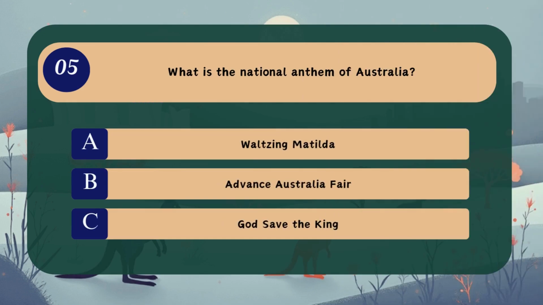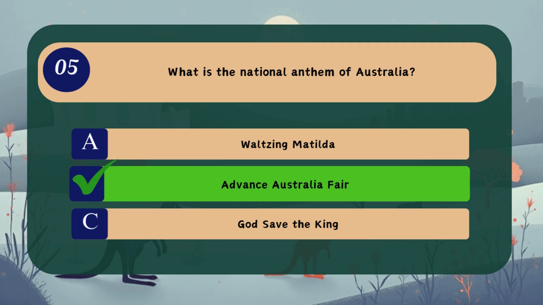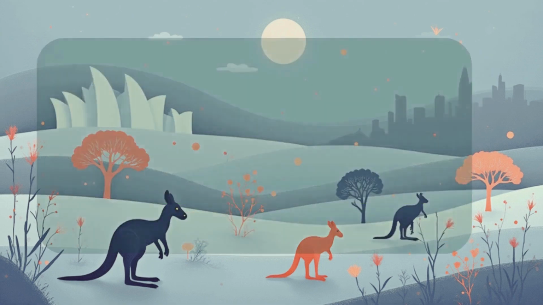Question 5. What is the national anthem of Australia? A. Waltzing Matilda. B. Advance Australia Fair. C. God Save the King. Correct answer: Advance Australia Fair.